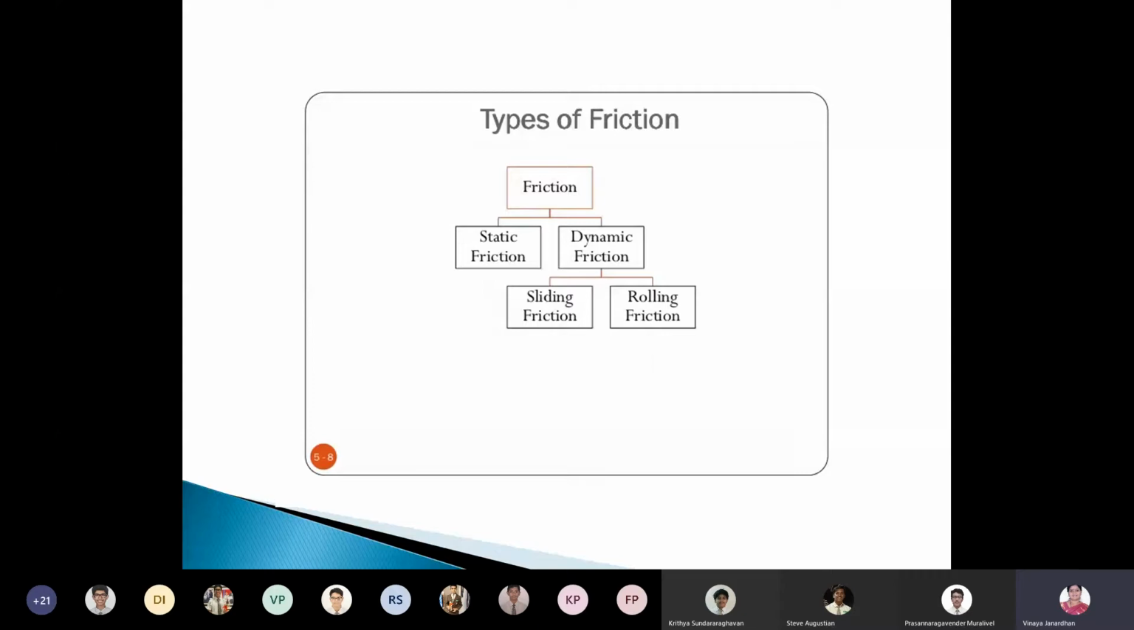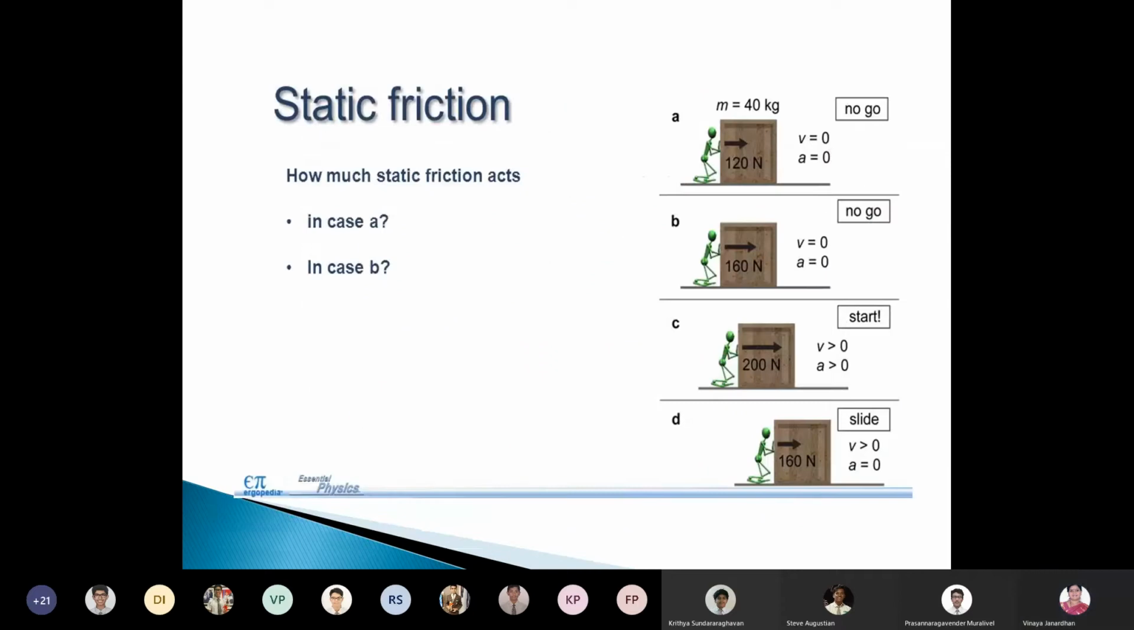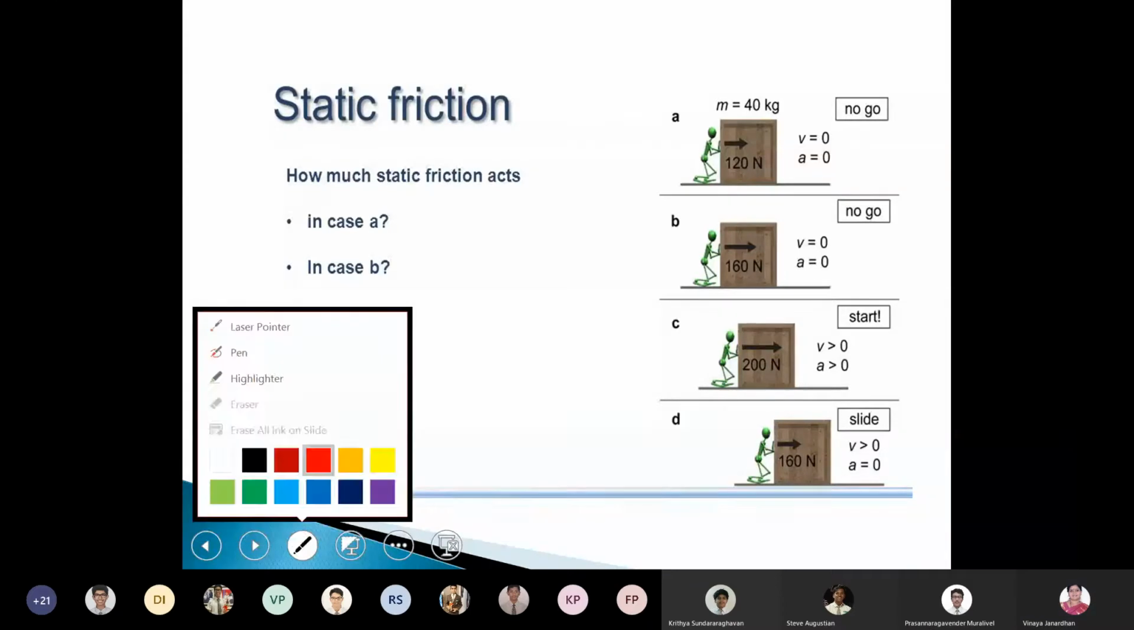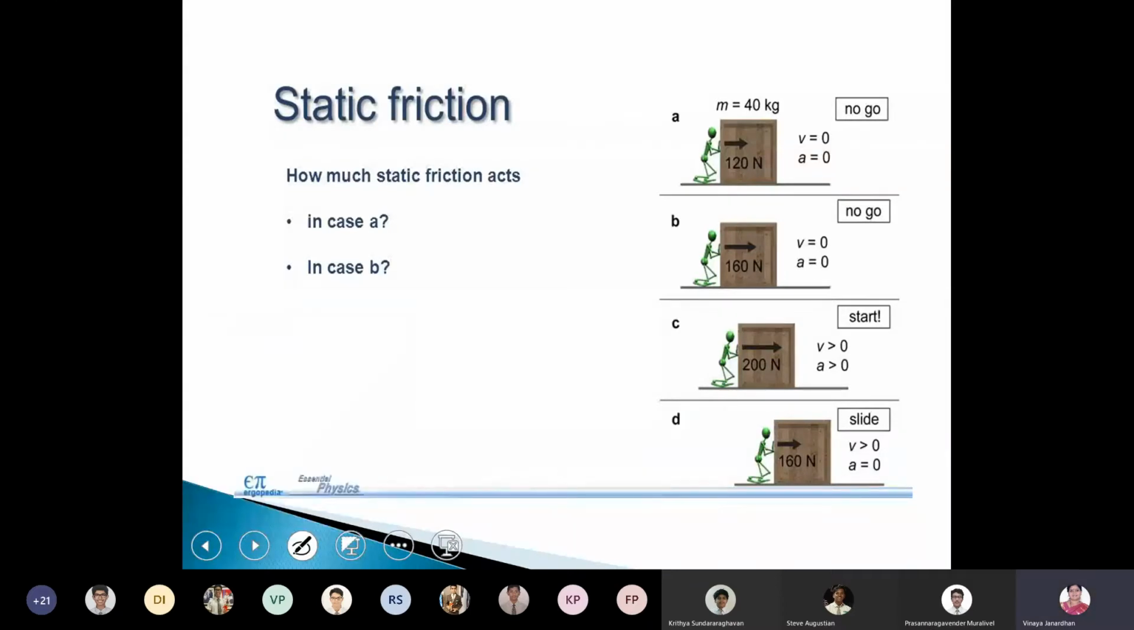Types of friction. One is static friction. The other one is dynamic friction. We'll start with static friction. We'll study what you mean by static. Static friction means static frictional force. What do you mean by static frictional force?